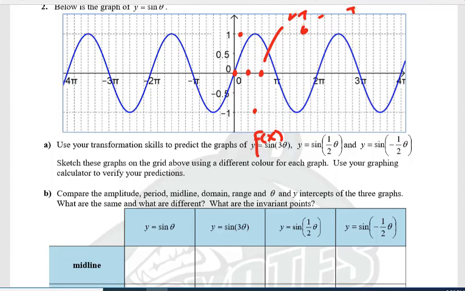That makes sense that it should be 2 pi over 3 because it's been horizontally stretched by a factor of 3. So we fill this in. This is going to get really crowded.